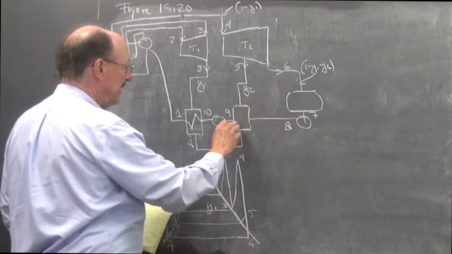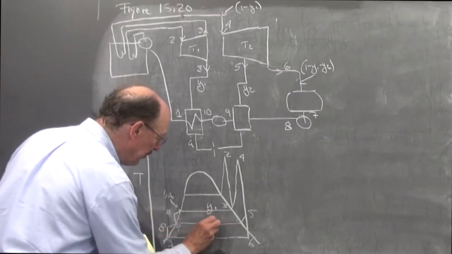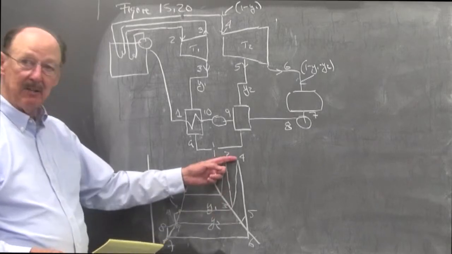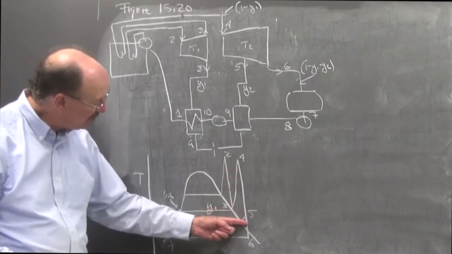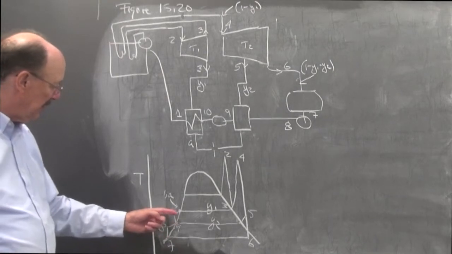And here we have this same thing going on. So we see that here we have Y2. And so we have the expansion through the turbine, different fractions, about the two pumps, etc.